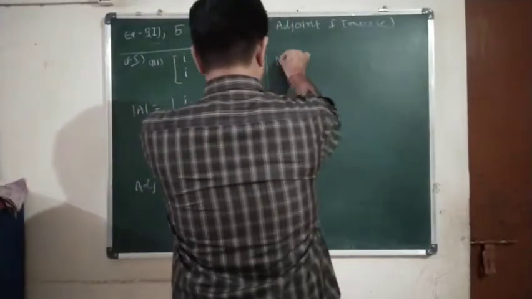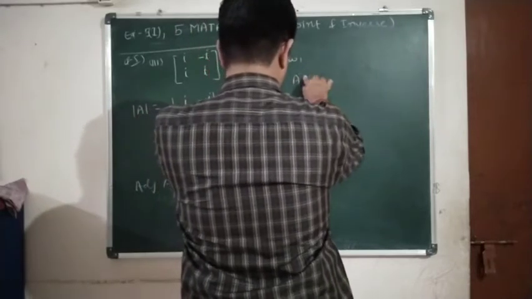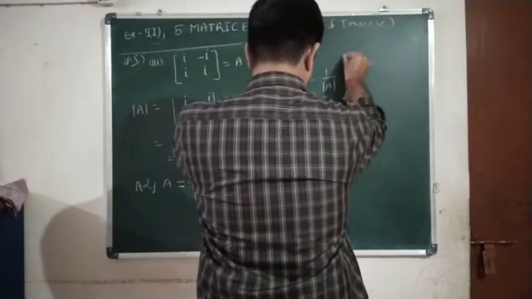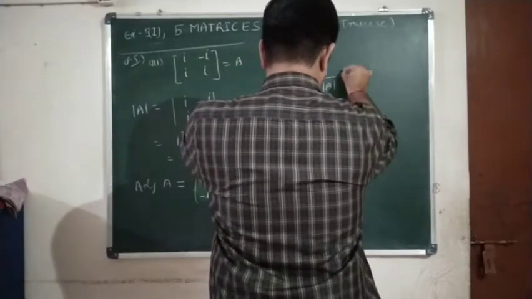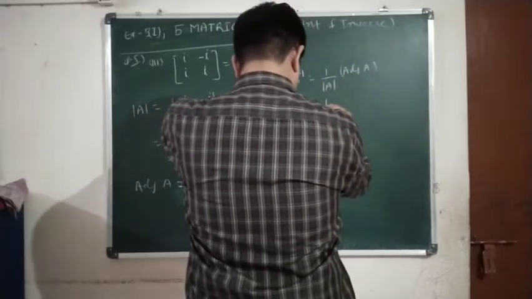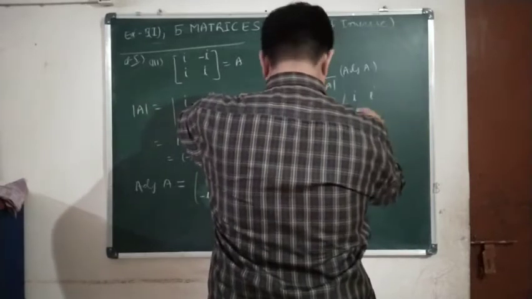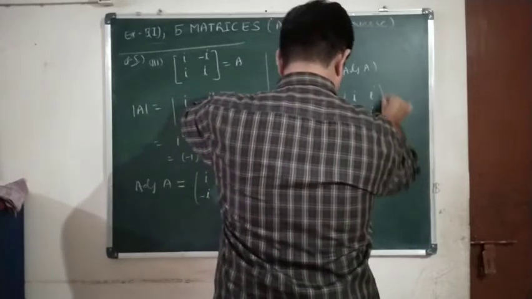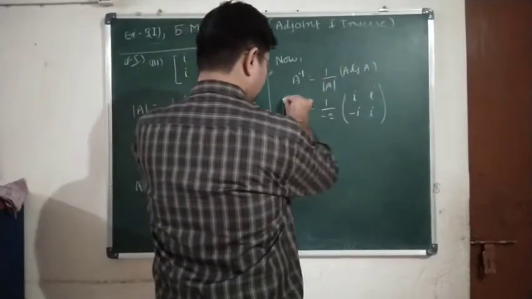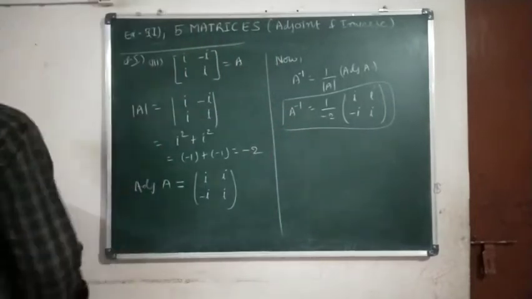Okay, now A inverse is equal to 1 upon determinant of A into adjoint of A, that is 1 upon minus 2 into the matrix with entries i, minus i, and i. Okay, you can keep it up to here. This is the final answer. Clear? So we have got the A inverse.